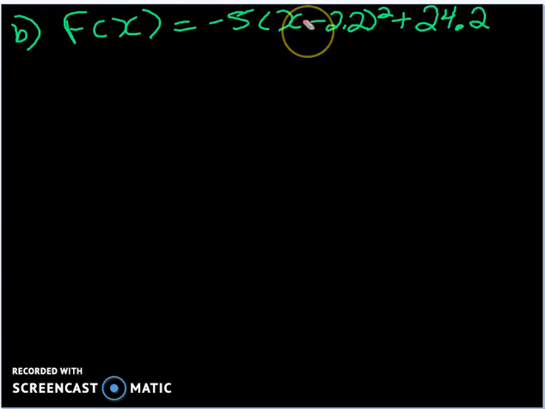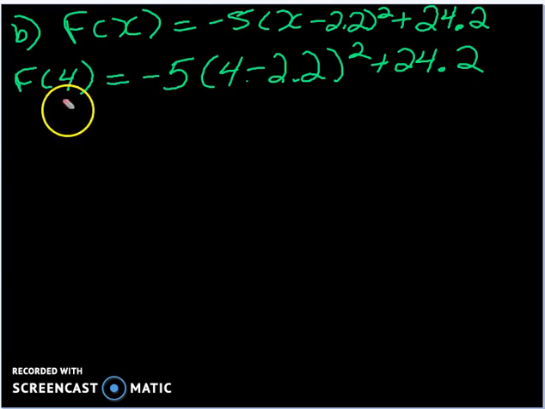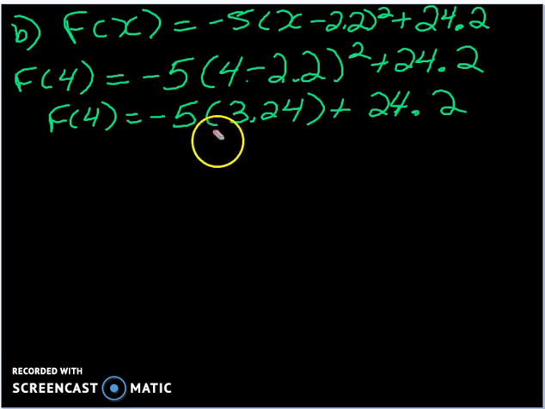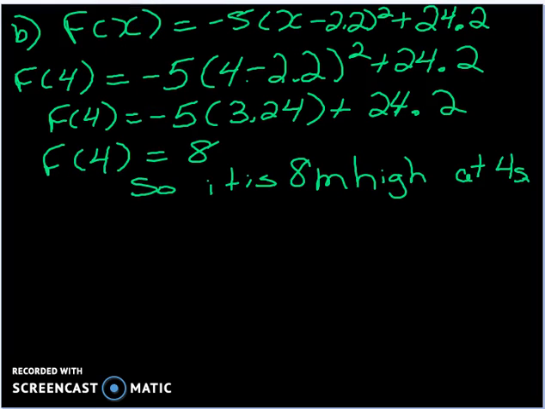So I start with my function. This one actually wants me to find f of 4. It wants me to find the value of the function when x is 4. So all I have to do is plug in 4 for my x values. I now have f of 4 is equal to negative 5 times (4 minus 2.2) squared plus 24.2. So do my brackets first, 4 minus 2.2 squared is 3.24. Multiply that by negative 5, then add 24.2, and I get 8. So what does that tell me? After 4 seconds, the ball is 8 meters high.